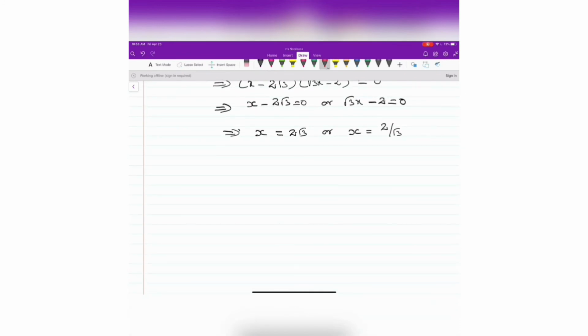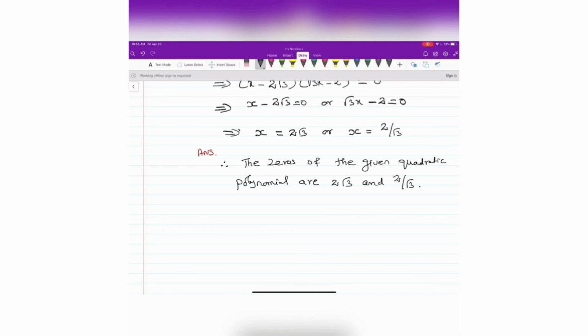So let us write that as the answer for the first part. Therefore, the zeros of the given quadratic polynomial are 2 root 3 and 2 by root 3.